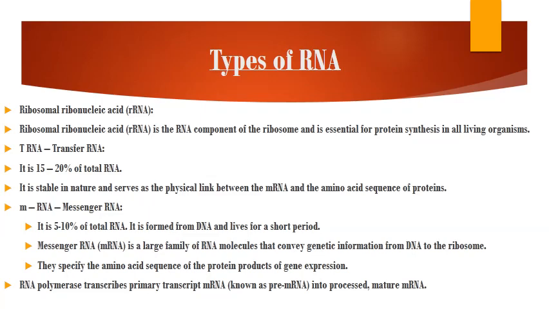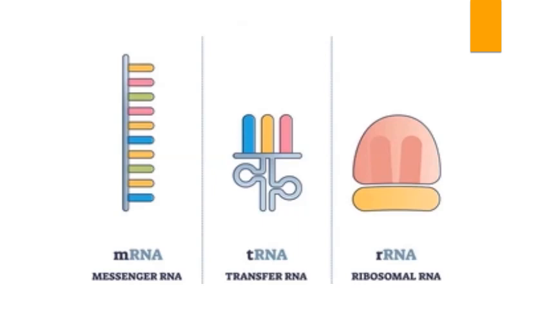It is formed from DNA and lives for a short period. Messenger RNA is a large family of RNA molecules that convey genetic information from DNA to the ribosomes. They specify the amino acid sequence of the protein products of gene expression. RNA polymerase transcribes the primary transcript, known as pre-mRNA, into processed mature messenger RNA. This is the structure of RNA, three types: messenger RNA, second one is transfer RNA, and third one is ribosomal RNA.